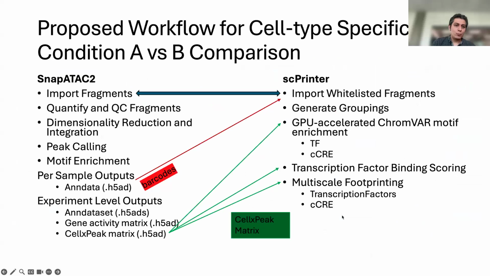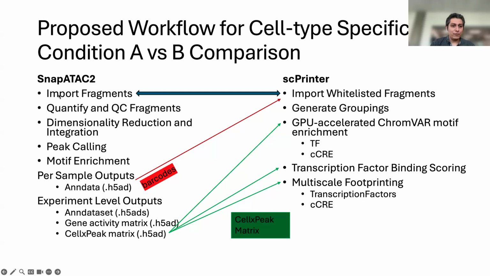The proposed framework, specifically for SnapATAC2 and for scPrinter, is going to be the following. Both of them import fragment files directly. I'm going to come back to this whitelist, because essentially we need to generate this whitelist with our QC process within SnapATAC first. After importing the fragments in SnapATAC, we are going to quantify and QC those fragments, perform dimensionality reduction and integration, and do some peak calling and motif enrichment. This one is going to be CPU based.